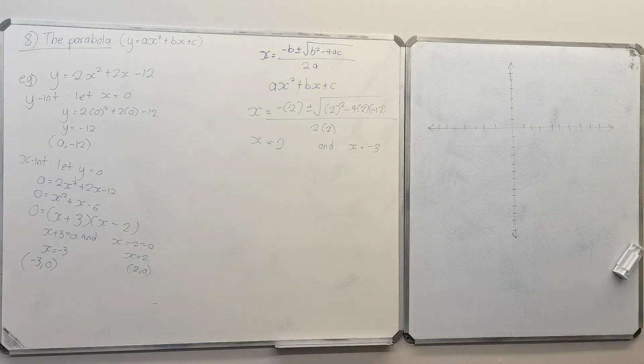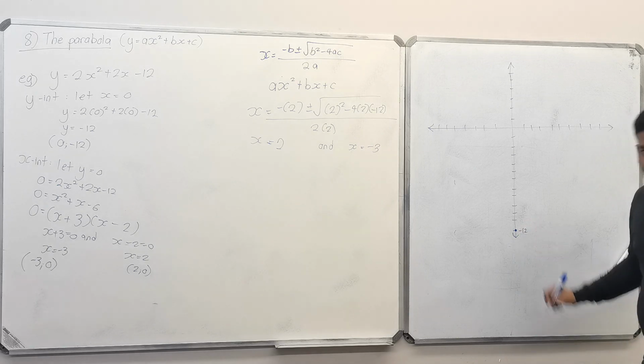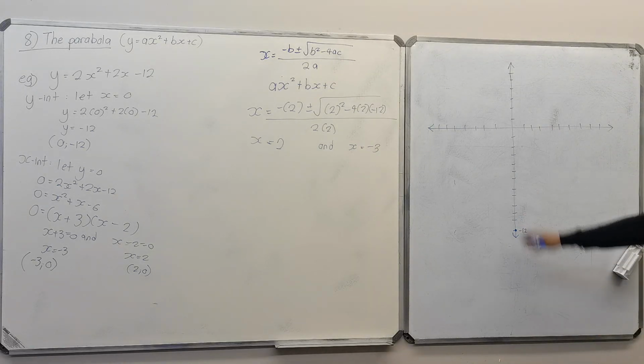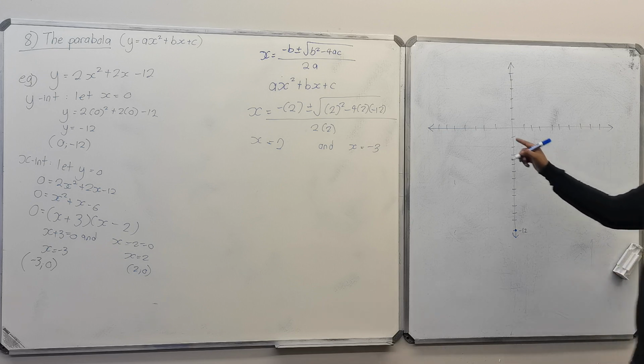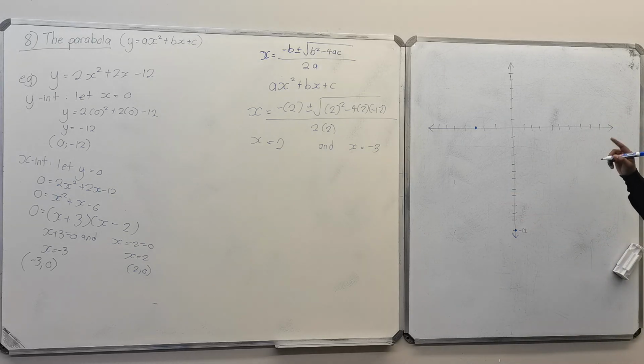Right. Your y-intercept is what? 0 and negative 12. Okay? This is negative 12. Right? Your x value is negative 3 and 0. 1, 2, 3. Your other x value is 2 and 0.